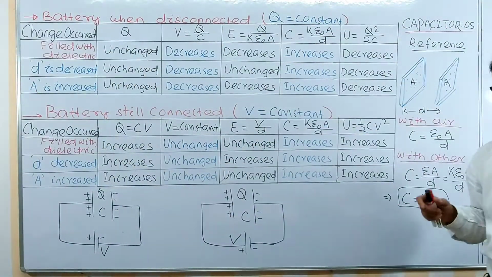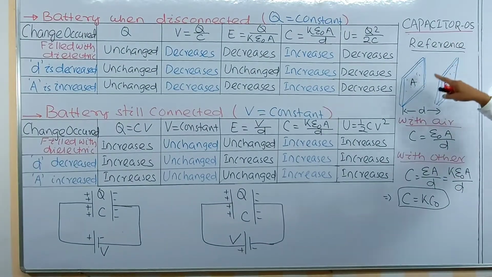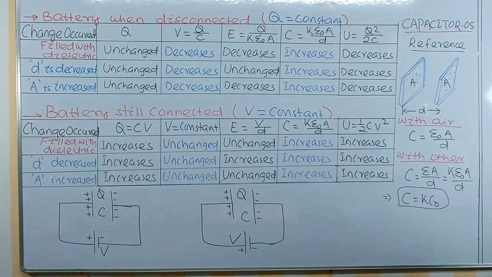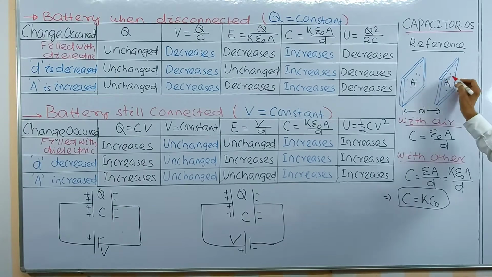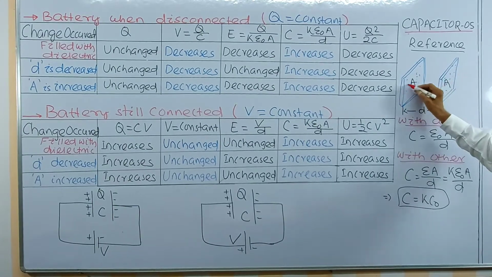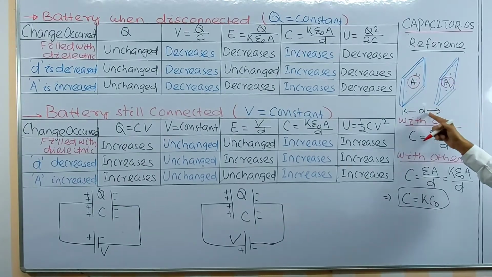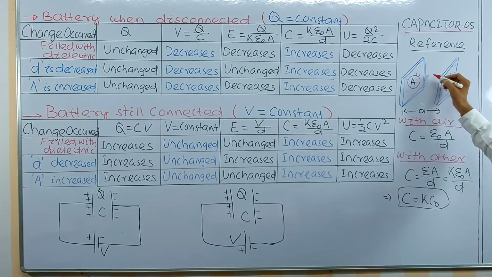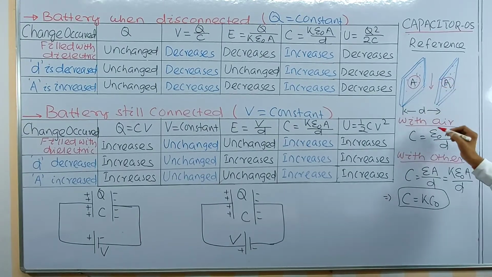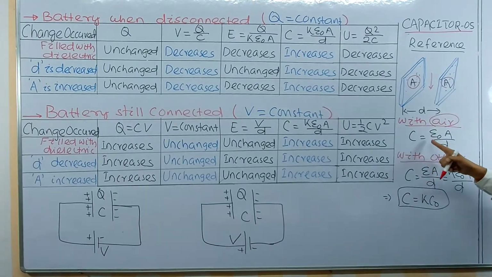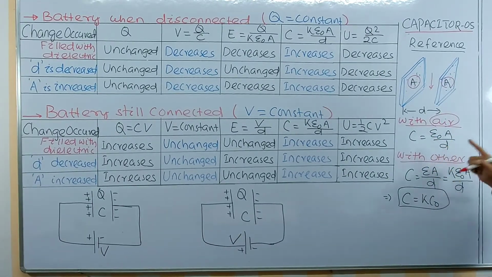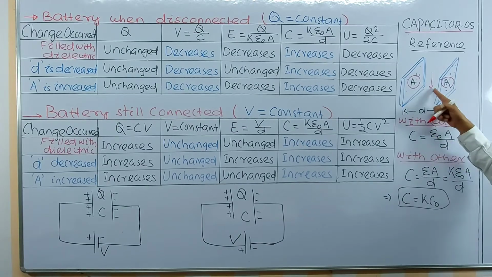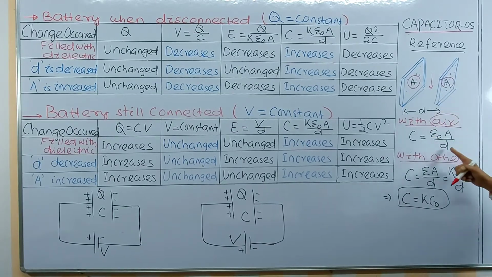I will take the reference of this parallel plate capacitor in which you can consider two parallel plates, each of area A, separation between them D. If the space between them is filled with air, capacitance of that parallel plate capacitor is epsilon naught A upon D. This is the permittivity of the air medium. A is the area of the plate, D is the separation between the plates.